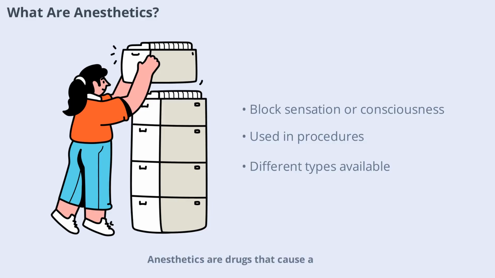Anesthetics are drugs that cause a reversible loss of sensation or consciousness. Unlike analgesics, which relieve pain, anesthetics are used to block all sensations, making medical procedures possible without discomfort. There are different types of anesthetics, each suited to specific procedures and patient needs. In the following scenes, we'll explore the main categories and how they are used in healthcare.